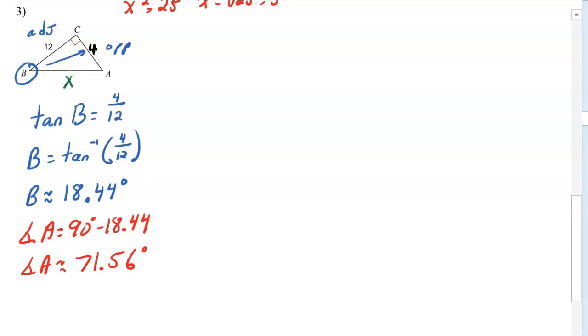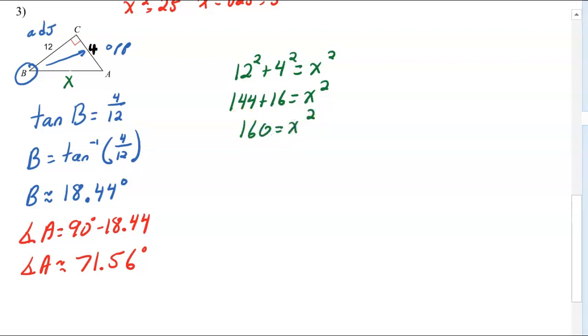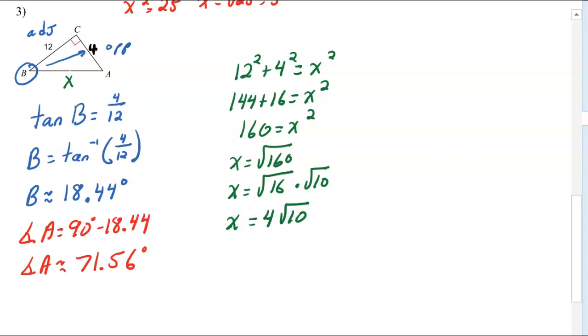I'm going to call AB x, and I'm going to use the Pythagorean theorem. So 12 squared plus 4 squared is equal to x squared. 144 plus 16 is equal to x squared. Doing that, I get 160 is equal to x squared. And now I want to find the biggest perfect square in 160. So 160 is 16 times 10. So this simplifies to 4 square root of 10.